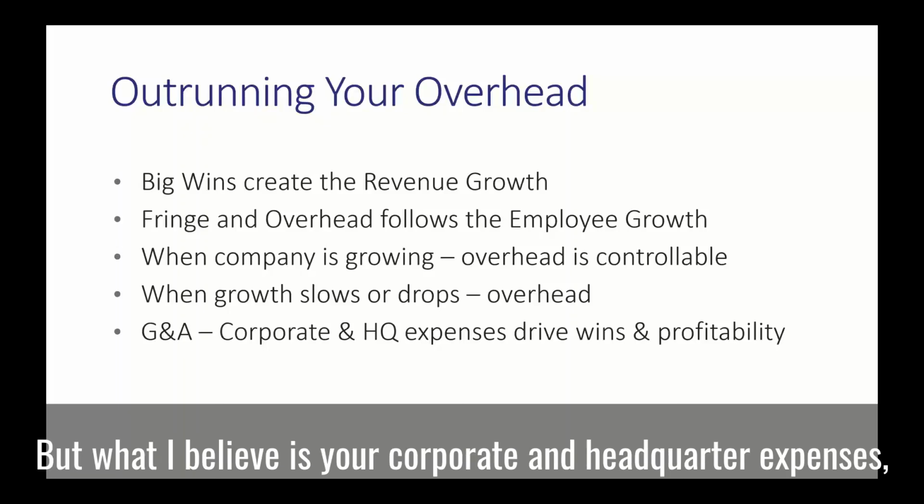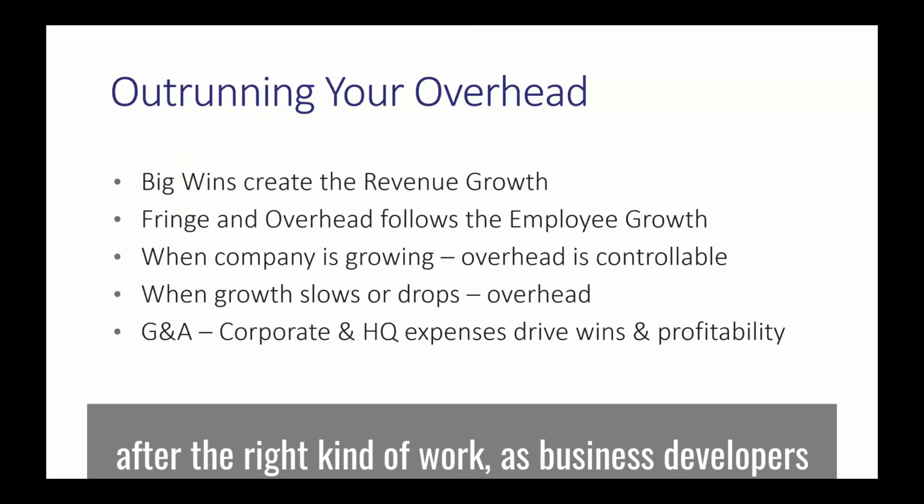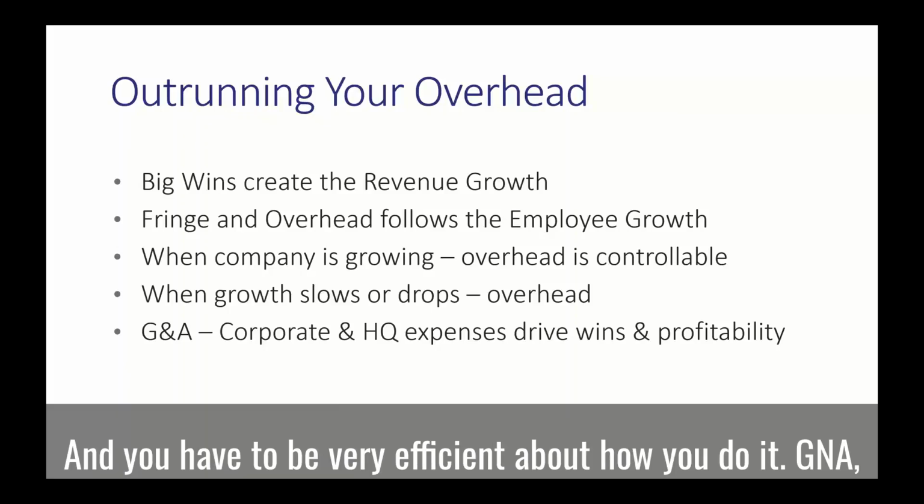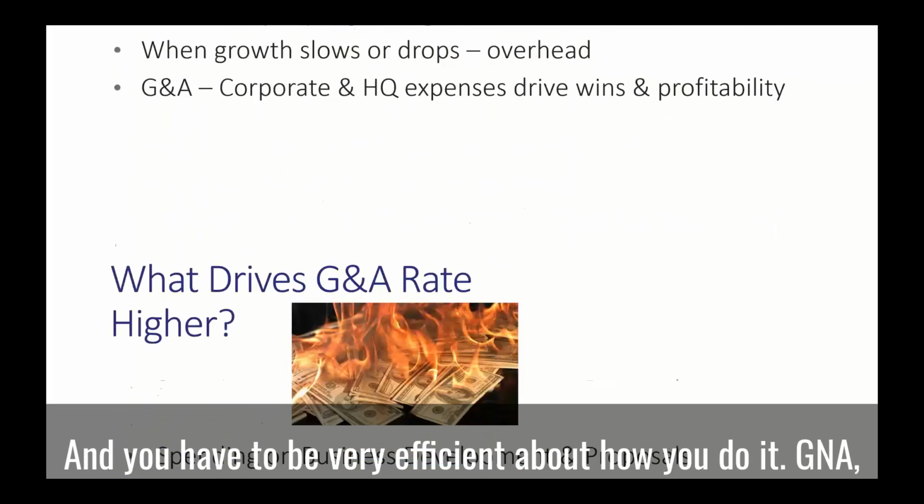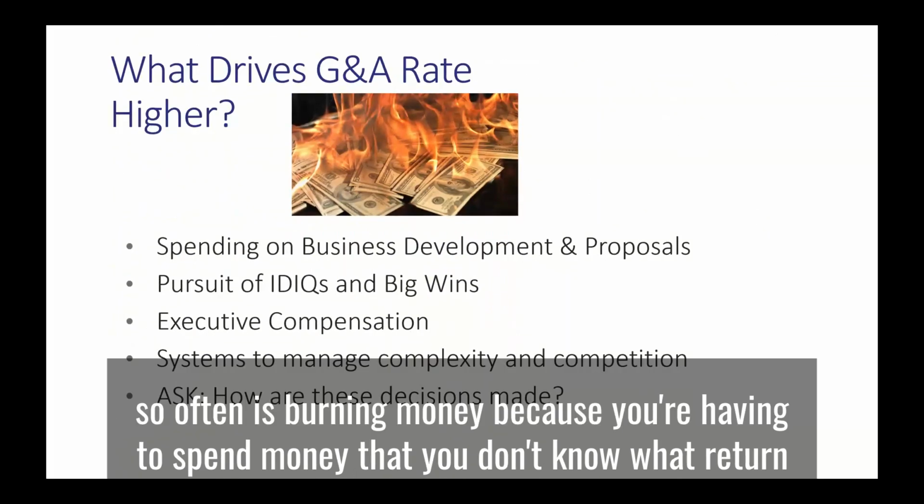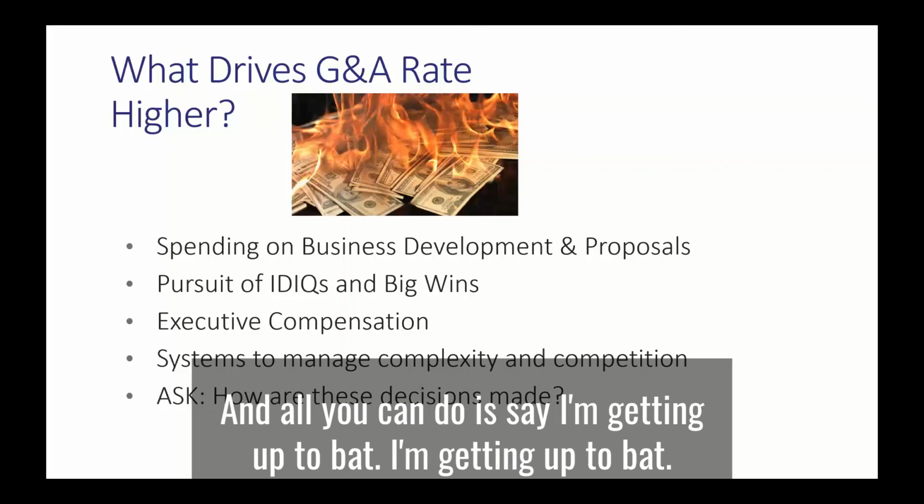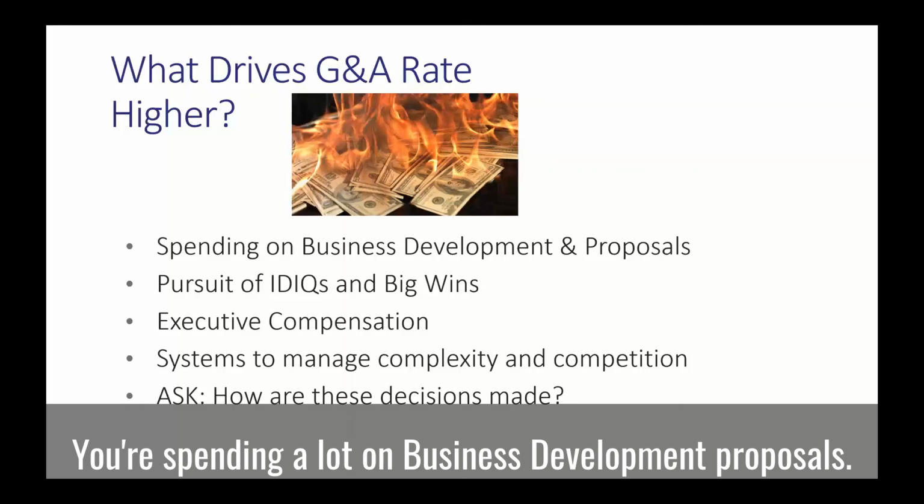But what I believe is your corporate and headquarter expenses really drive your wins, because you've got to be hiring the right people to go after the right kind of work as business developers and bring it in. And you have to be very efficient about how you do it. G&A so often is burning money, because you're having to spend money that you don't know what return it will give you, because you're gambling a little bit when you're going after contracts. And all you can do is say, I'm getting up to bat, I'm getting up to bat. You're spending a lot on business development proposals.